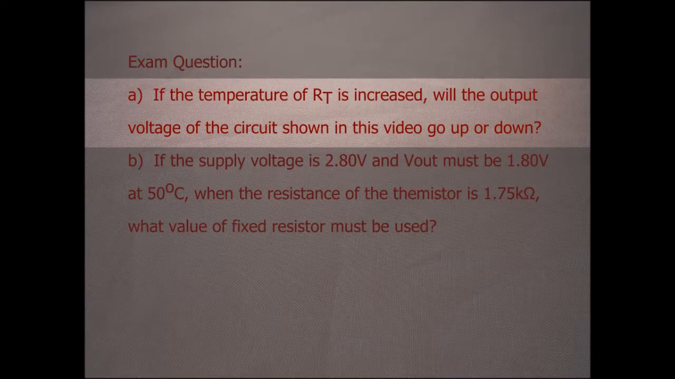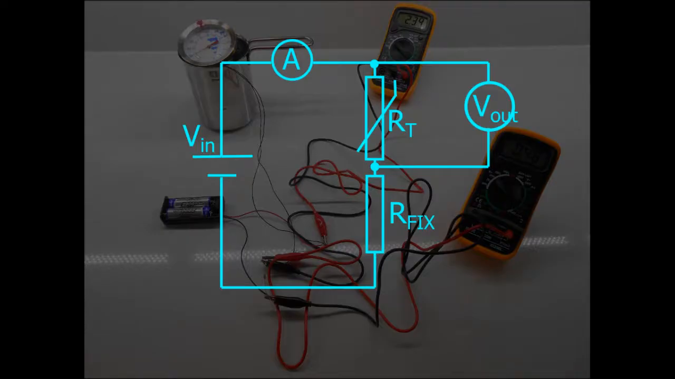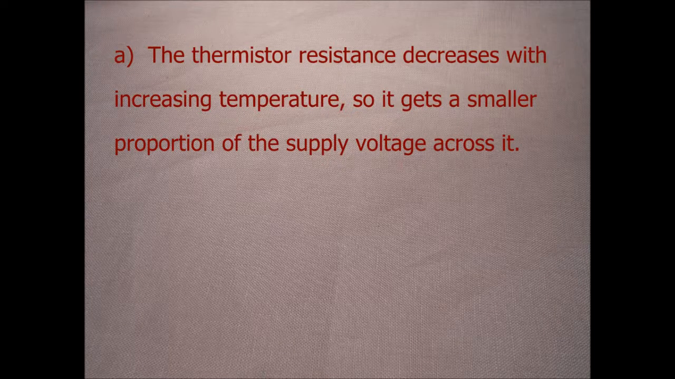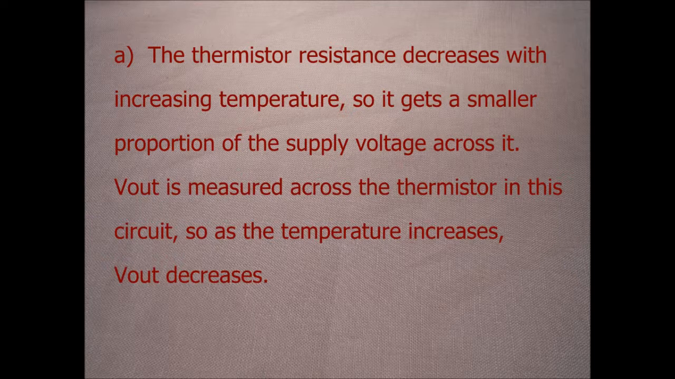Start with part A. So back to my circuit. We're measuring V out here across the thermistor. And for conductors in series, the voltage across the resistor is proportional to that resistance. The thermistor resistance decreases with increasing temperature. More on that in a later video. So it gets a smaller proportion of the supply voltage across it. V out is measured across the thermistor in this circuit, so as the temperature increases, V out decreases.